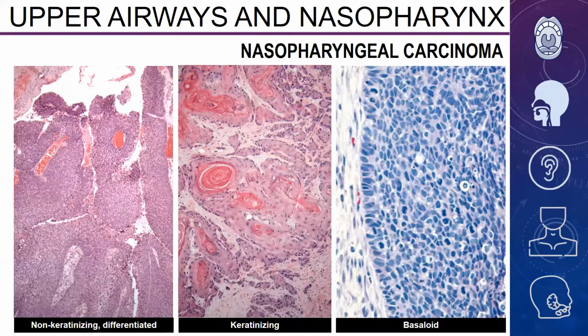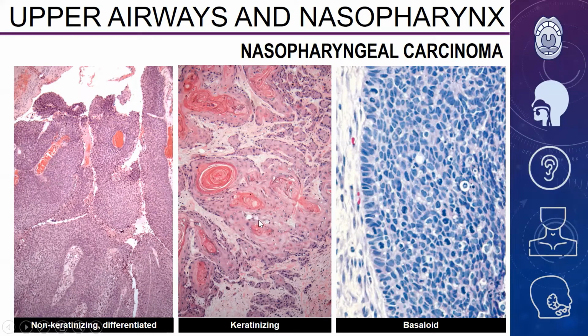The non-keratinizing differentiated subtype usually has interconnecting cords and trabeculae with little or no keratinization. Growth pattern is similar to urothelial carcinoma. Tumor cells have well-defined borders with variable intercellular bridges. Background stroma demonstrates variable lymphoplasmacytic infiltrate.